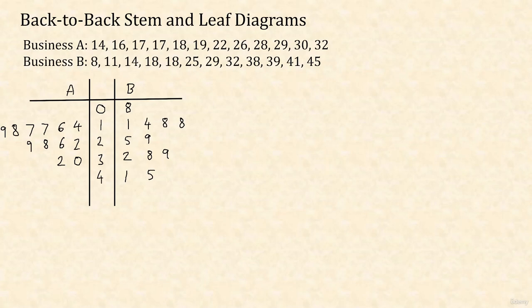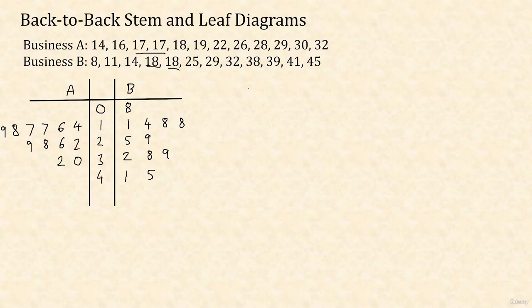So for example, I see 8, 8 here, 18 appears twice, no other number does here. And so 18 was the modal value for B. We see that again in the list. And for this one, we had 17 appearing twice. And so that was the modal value there.